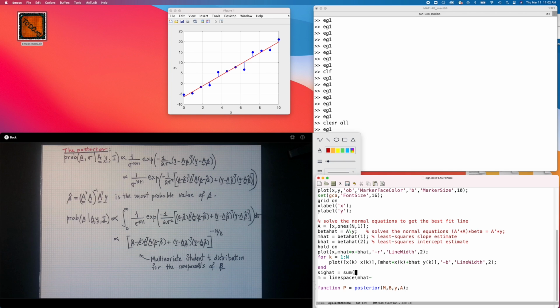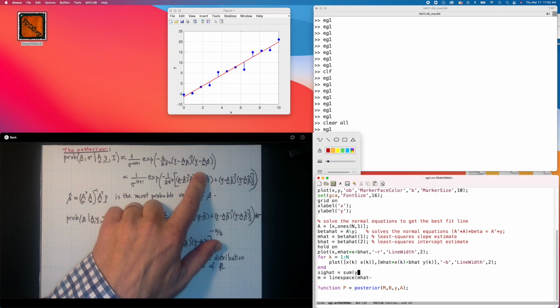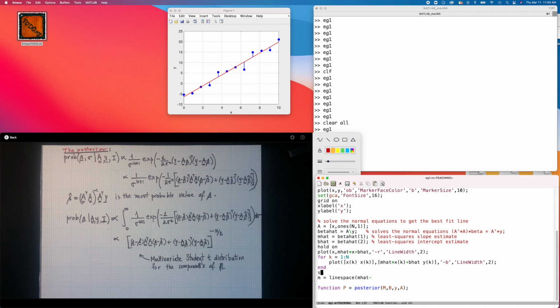And here we have to sum all the residuals, which is going to be y minus A times beta hat. So this is the residual. Oh, I need to square that. Maybe I should write it the way I write it in the notes, as that sandwich. First, the residuals. R is equal to y minus A beta hat.